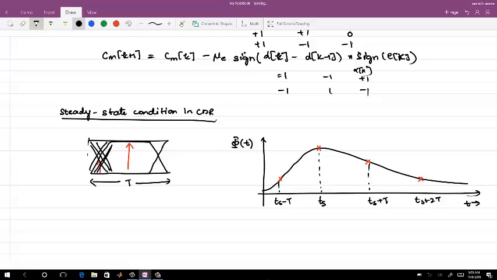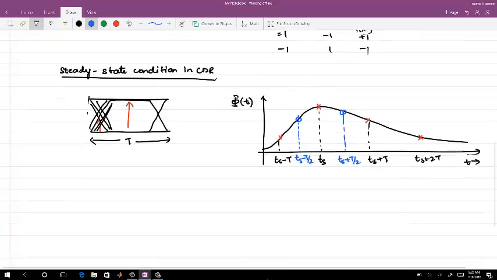Now consider one bit period across the center point, using the center of these two. So this is one bit period, from Ts minus T by 2 to Ts plus T by 2. If I look at the center of the data, these are the two edge points.